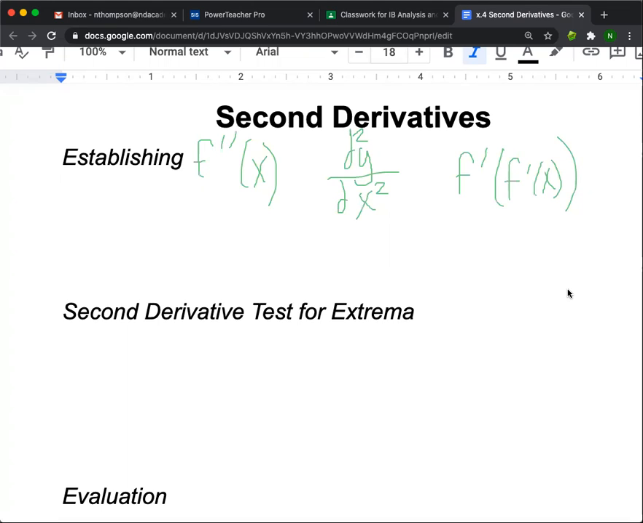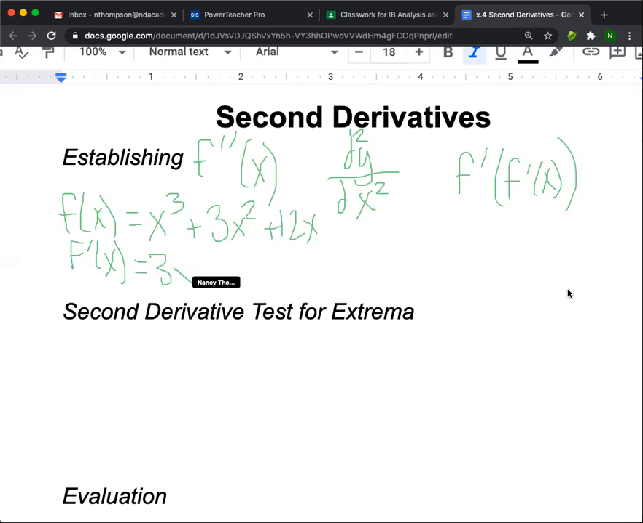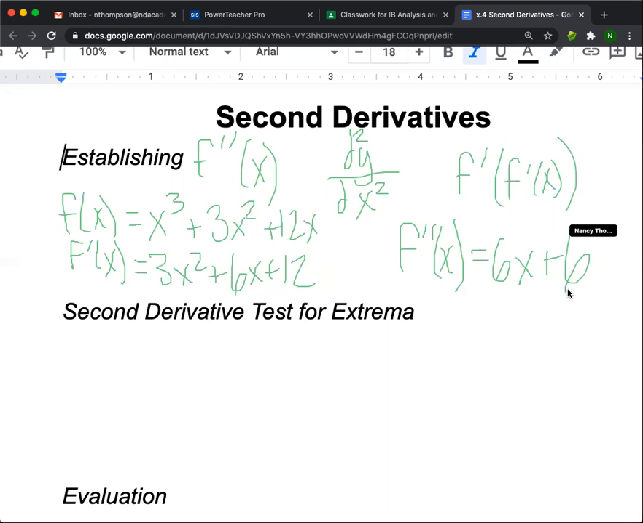So for example, if I have the function f of x equals x cubed plus 3x squared plus 12x, then the first derivative, y'all know how to take, is 3x squared plus 6x plus 12. And then our second derivative would just be taking the derivative one more time, and that would give us 6x plus 6. So the second derivative is pretty straightforward and pretty easy to do.